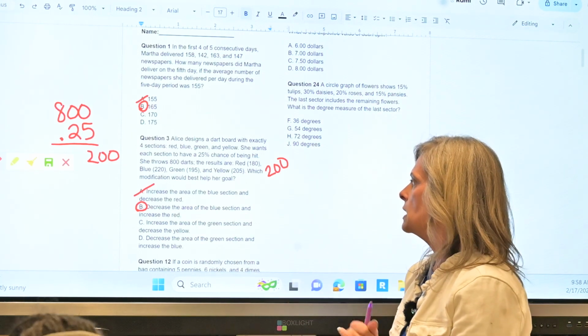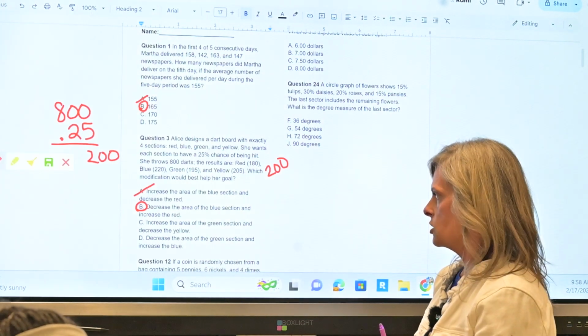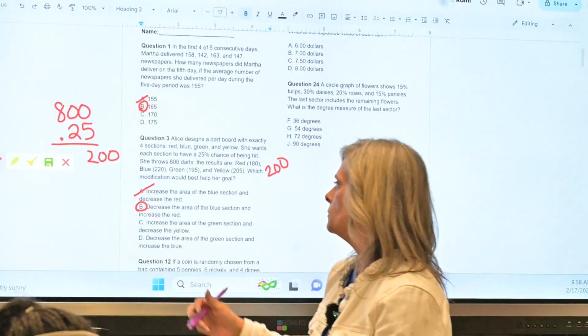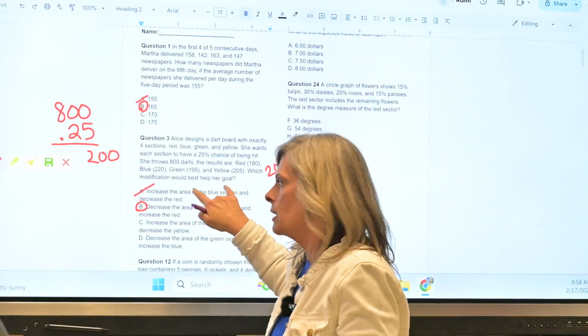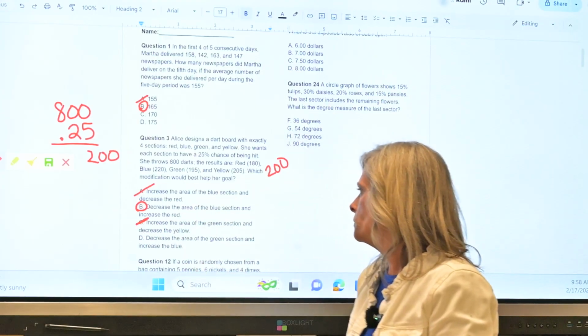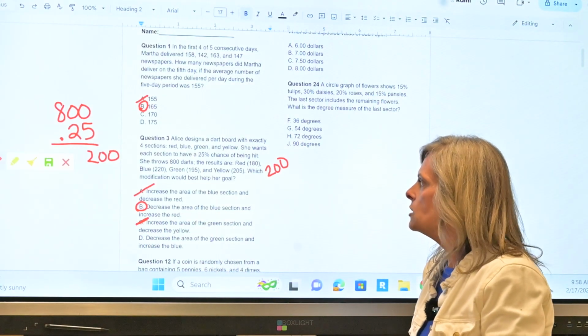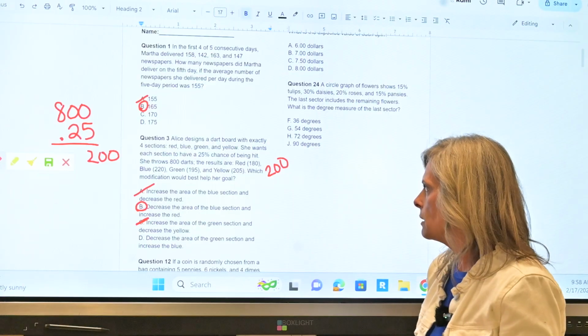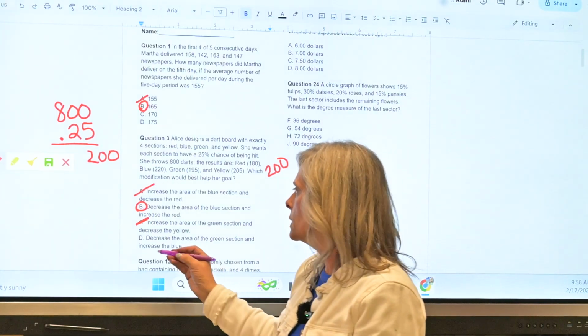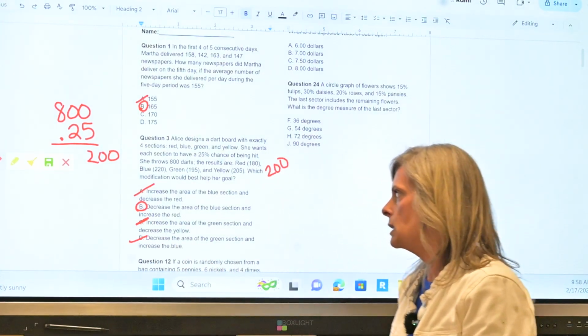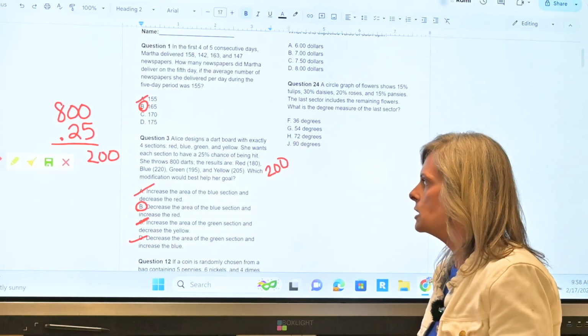So C says we're gonna increase the area of the green section and decrease the area of the yellow. You could do that, but that's not our best option, right? So we're not gonna pick that one. D says you can decrease the area of the green, okay? And then you could increase the blue. We wouldn't wanna increase the blue anymore, so we're not gonna do that one either. So the best answer here is B.